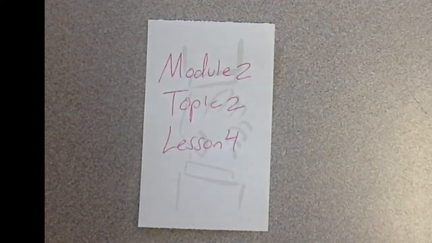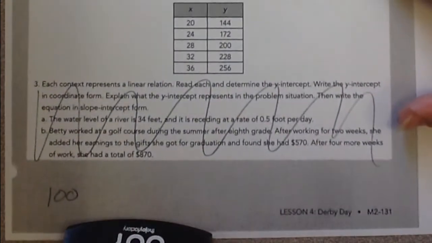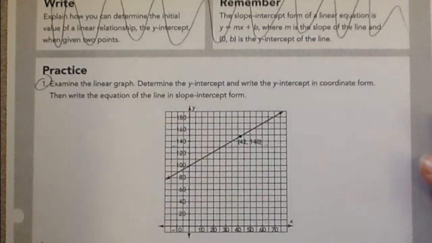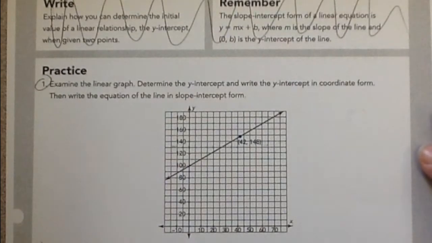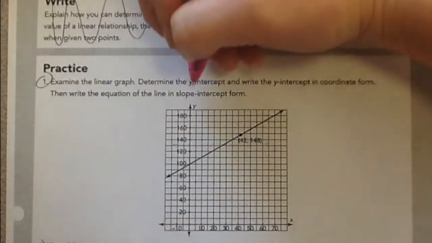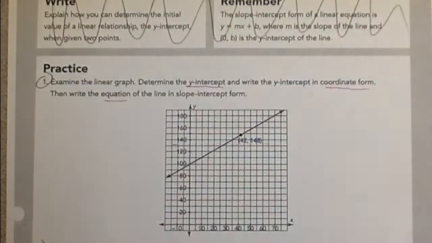On Module 2, Topic 2, Lesson 4, we are going to be doing M2-131, just number 1 and 2. So number 1 says, examine the linear graph, determine the y-intercept, and write the y-intercept in coordinate form, then write the equation of the line in slope-intercept form. So we got 3 different things: y-intercept, that in coordinate form, and an equation.